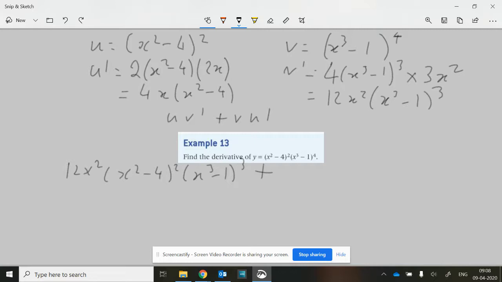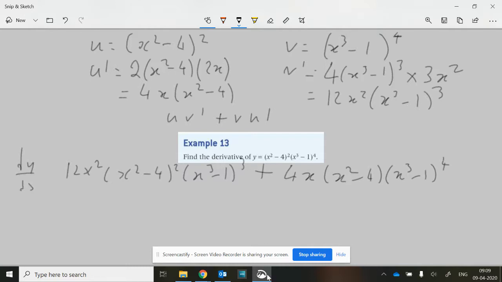Okay, so v is equal to (x cubed minus 1) to the power of 4 times by u dash. Oh, let me just take that back because it's not looking pretty. So we've got u dash is actually 4x. Tell you what, I'm going to put the u dash first here: 4x(x squared minus 4), and then v, so (x cubed minus 1) to the power of 4. Okay, so that's your dy dx.